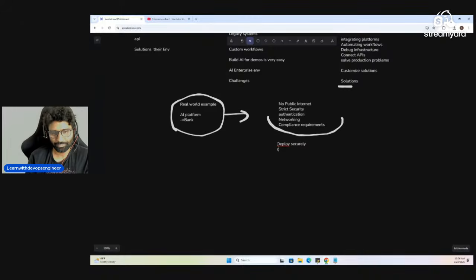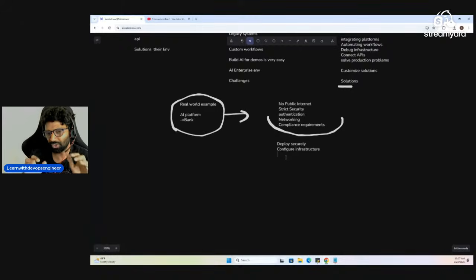Deploy securely, configure infrastructure. Many of you might be saying, okay, bro, we already do this, right? No, we do not do this right now. Whatever we did so far was completely different when compared to what we are going to do in the future, because many of you know how AI works in terms of security. Especially, I would like to focus heavily on the security part.